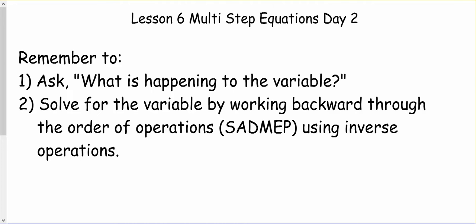Skip one more questions. Today, lesson 6, multi-step equations, day 2. We want to remember from previous lesson that we're going to ask ourselves what is happening to the variable, and then we're going to solve for the variable by working backwards through the order of operations, meaning we're going to undo addition and subtraction and then undo division and multiplication using inverse operations, so that what undoes subtraction is addition, what undoes multiplication is division.